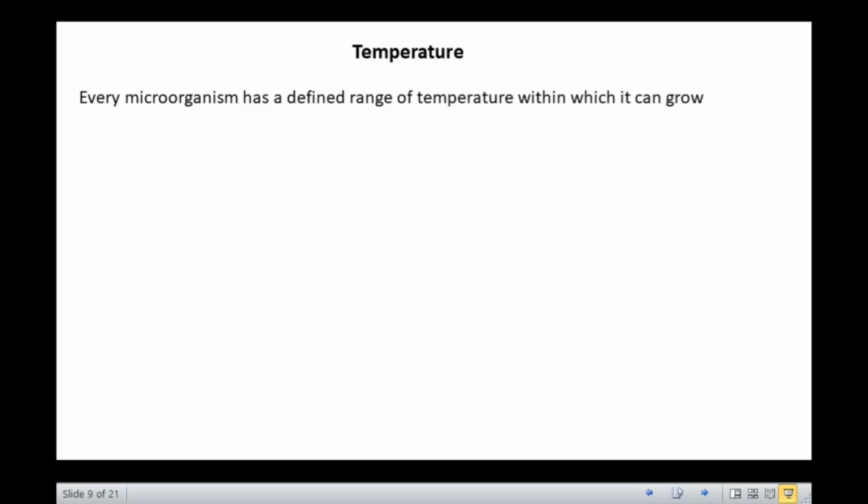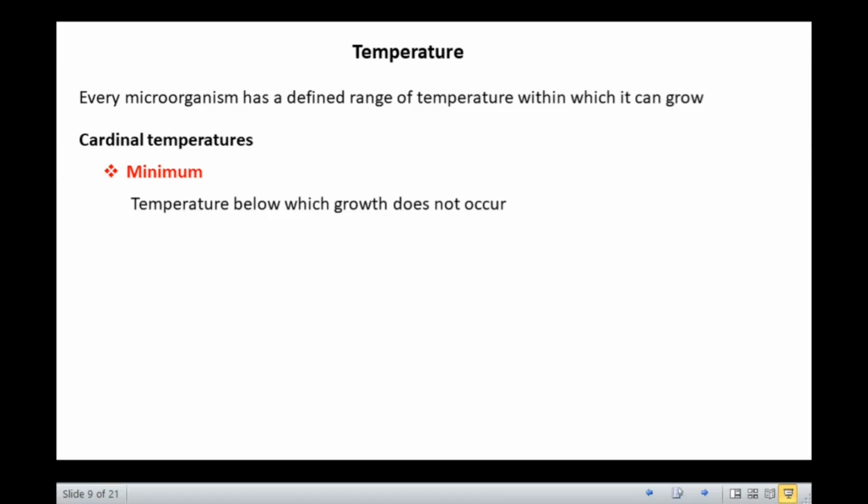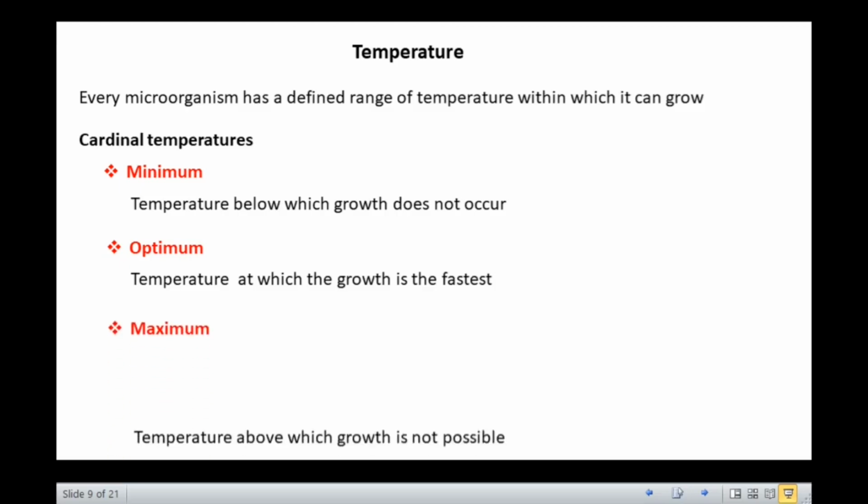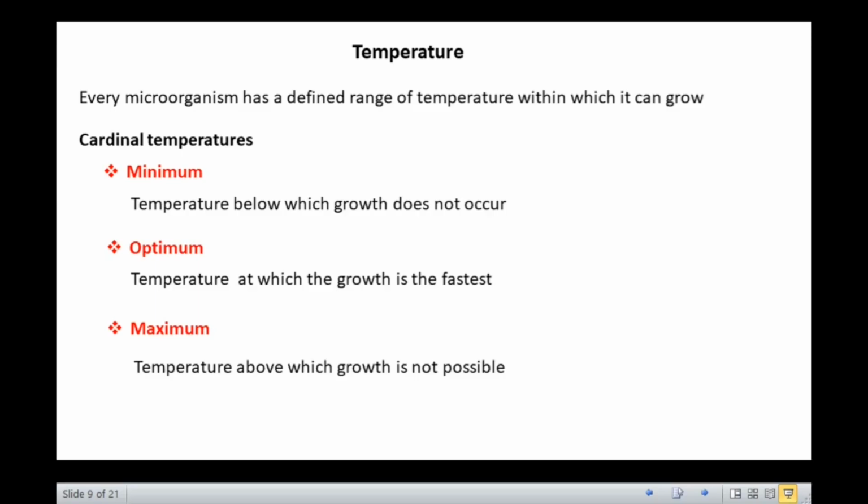Within the temperature range, there are the cardinal temperatures. These are the minimum temperature, which is the temperature below which growth does not occur; the second is the optimum temperature, the temperature at which growth is the fastest; and the maximum temperature, the temperature above which growth is not possible. The maximum temperature is rarely the optimum temperature, and the optimum is almost always a few degrees cooler.